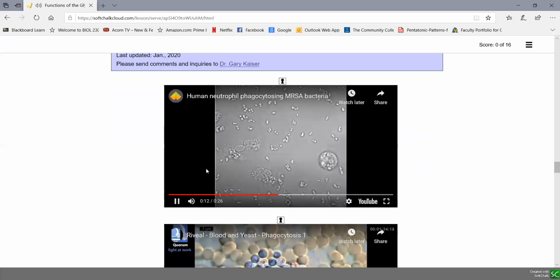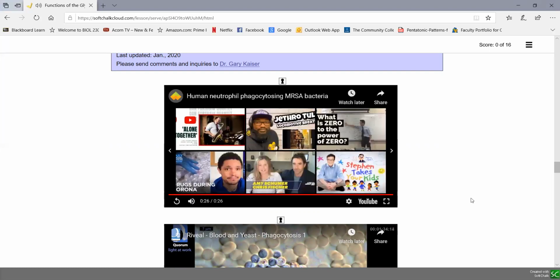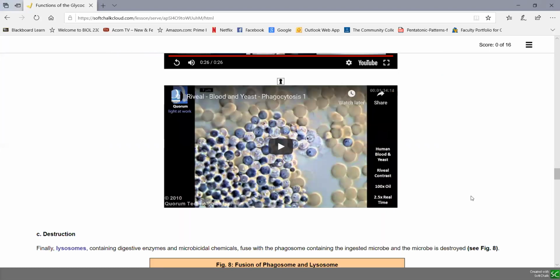And as they engulf them and pinch off, they place them in the membrane-bound sac called a phagosome. And then eventually lysosomes are going to fuse with the phagosome and kill and digest those organisms. Here we see one at the bottom also doing that. And here's the second movie showing some yeast being phagocytosed.